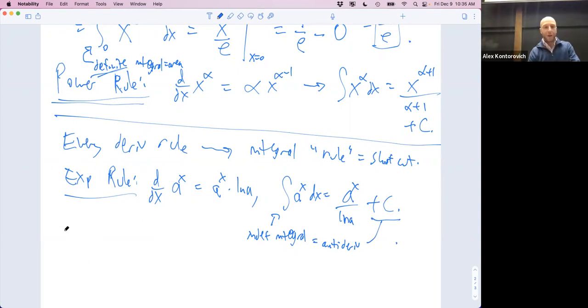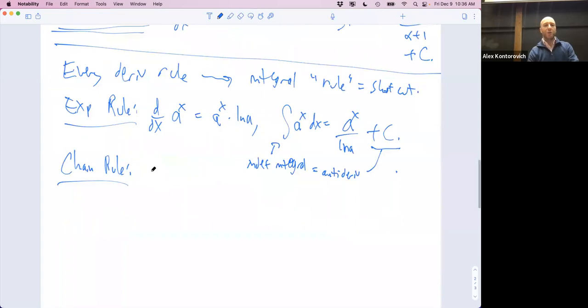Here's a very powerful thing. We have the chain rule. This is the thing we're going to spend most of today on. What's the chain rule? If I have a big function f of an inside function g, and I differentiate this, what is it? Exactly, f prime at g of x times g prime of x.